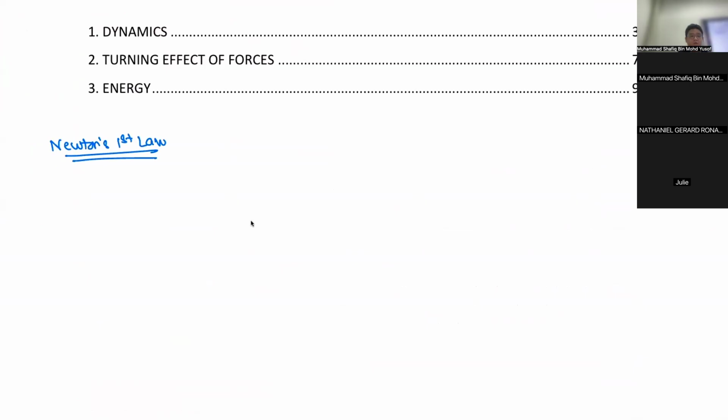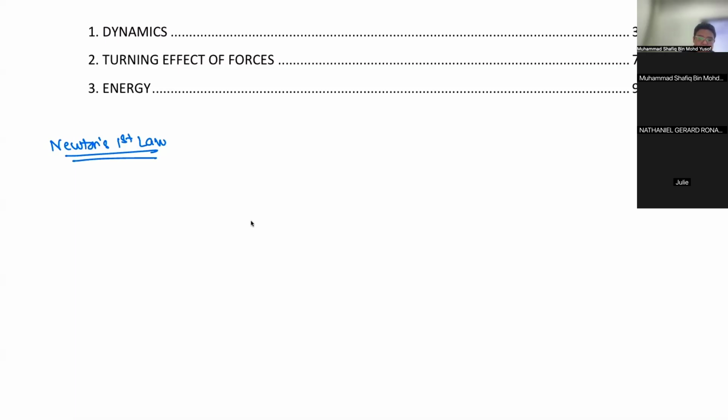Okay, so what does Newton's first law state? And this one, the keywords are very important. Newton's first law, if you read the page after this, they say an object will always be at rest or in constant motion unless a force is acting on it.